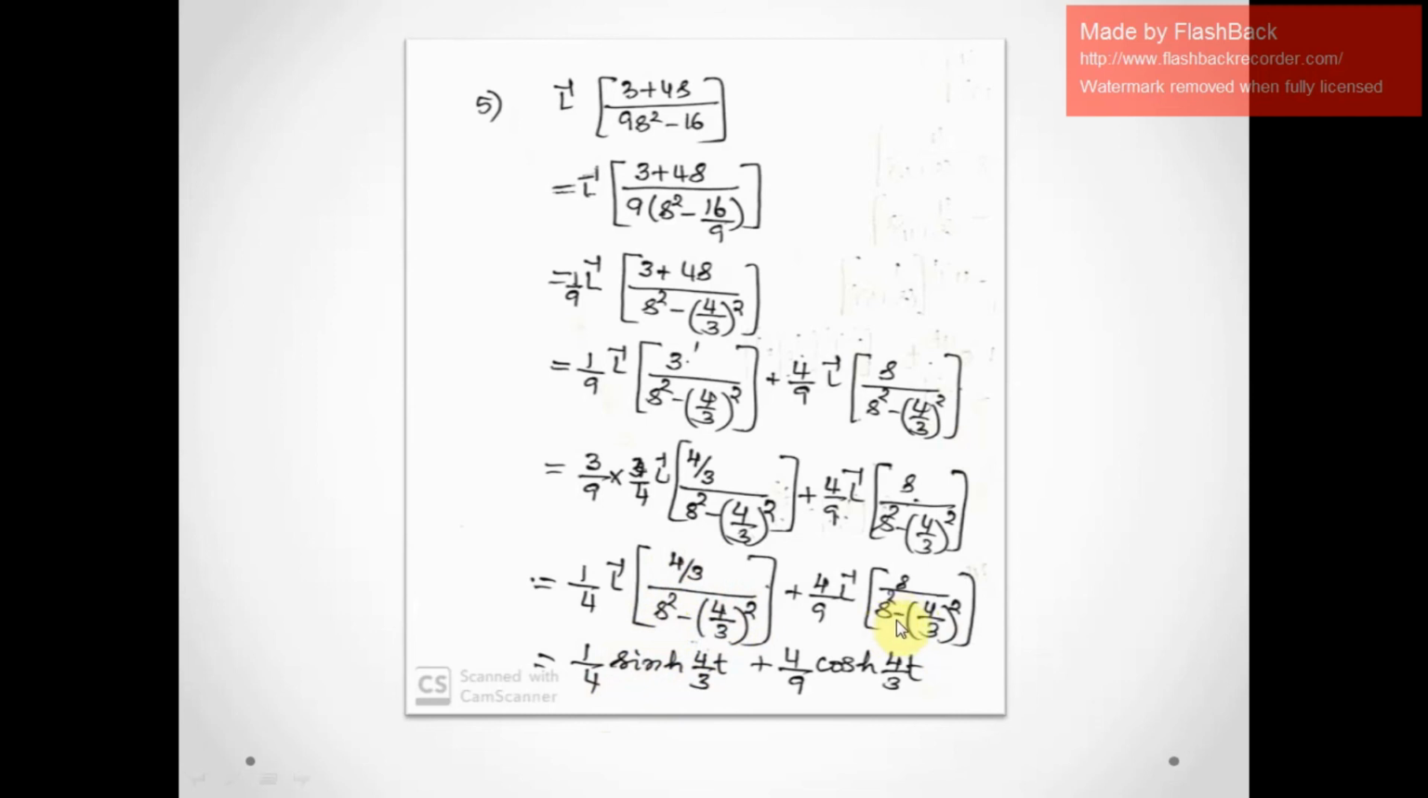There's a minus here, s square minus a square, so it is hyperbolic cos, s by s square minus a square, so that it is cosh 4 by 3 t. So this is the answer for this problem.